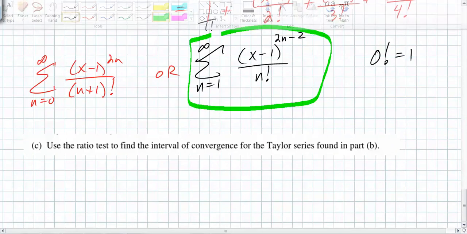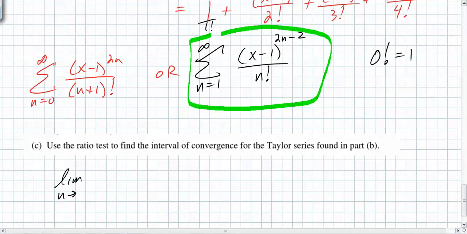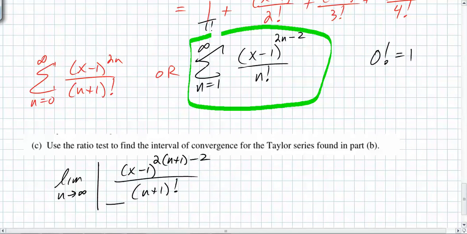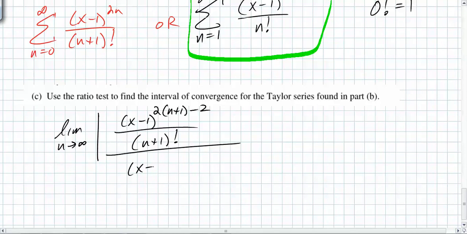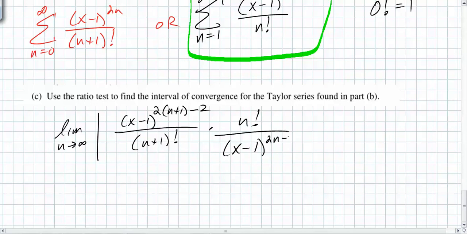You're looking at the limit as n goes to infinity of, what was it? Is it the n plus 1 on top or the bottom? n plus 1 on top. So (x minus 1) to the 2 times (n plus 1) minus 2, all over (n plus 1) factorial. Actually, I'm just going to multiply it out, times n factorial over (x minus 1) to the 2n minus 2, right?